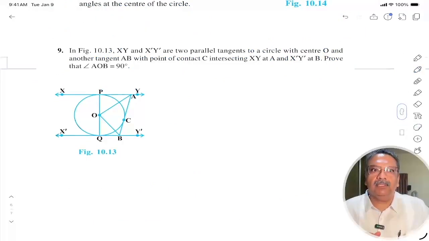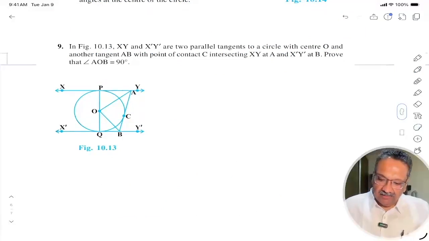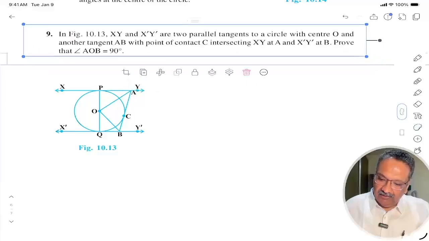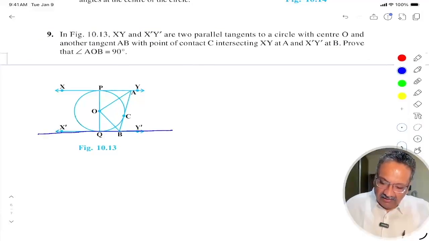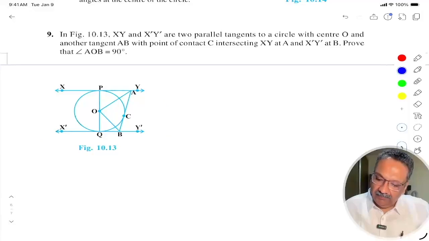Now let's come to question number 9. What does question number 9 say? We have in figure 10.13, XY and X dash Y dash are two parallel tangents to a circle. So that means this will be the diameter, right, with center O and tangent AB. This is another tangent AB with point of contact C. It intersects X dash Y dash and XY at A and B. Now we have to prove that this angle AOB is 90 degrees.